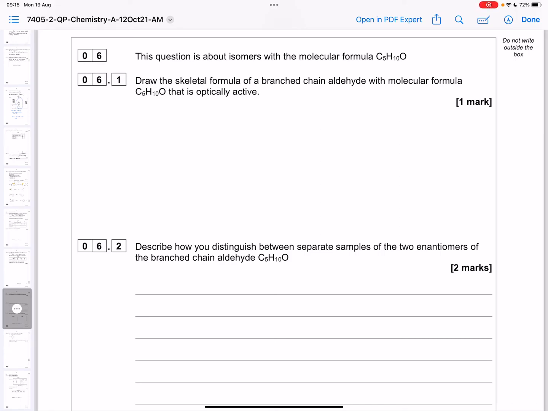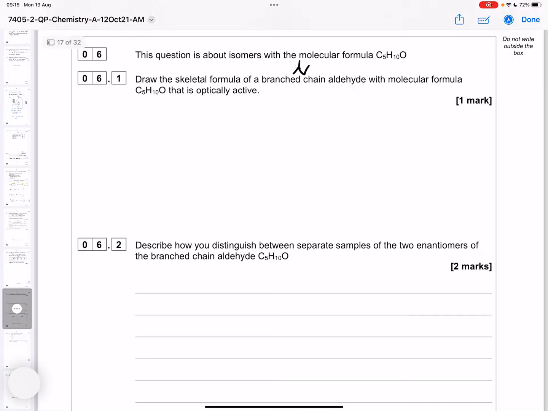This question is about isomers with the molecular formula C5H10O. Draw the skeletal formula of a branched chain. So we want something with a branch on it like that. Aldehyde, so with the C double bond O H, which in a skeletal formula just ends up looking like this. With molecular formula C5H10O, that is optically active, so has a chiral centre.